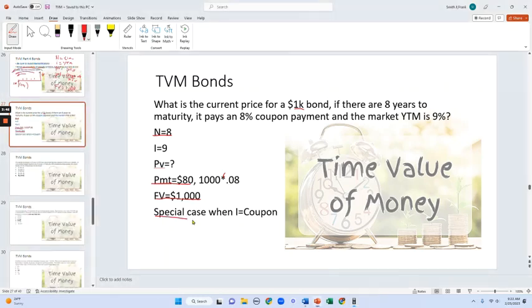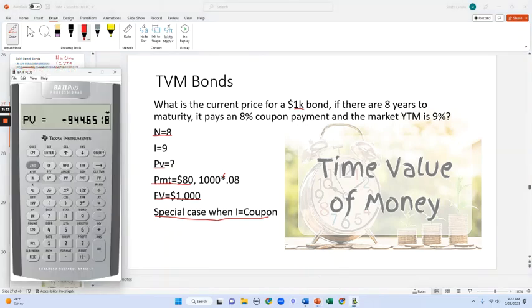Now there is an interesting case when the coupon rate also equals what the market is looking for. Let's put that in the calculator too.